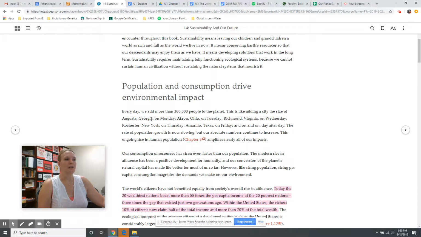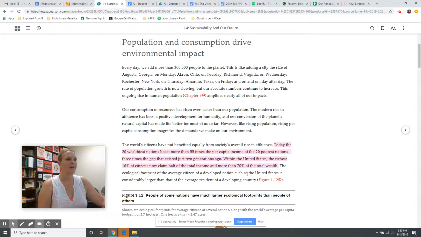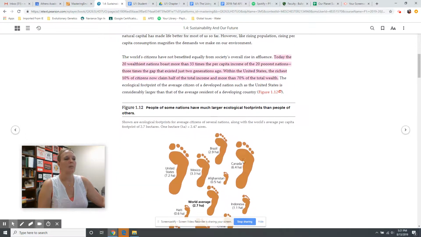You see that Augusta, Georgia, gets a little shout out here. But I think this is an important point. Today, the 20 wealthiest nations boast more than 55 times per capita income of the 20 poorest nations, 3 times the gap that existed just 2 generations ago. Within the United States, the richest 10% of citizens now claim half of the total income and more than 70% of the total wealth. We'll watch a couple of videos that bring this point home.